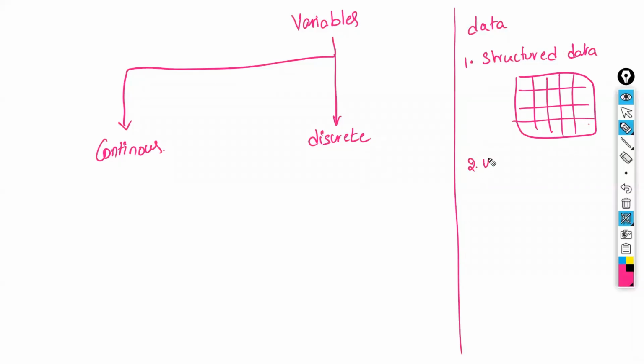The second one is unstructured data. Unstructured data means no proper format. Whichever data does not have any kind of proper format is considered unstructured. Data which has a proper format is considered structured. Sir, what is meant by format? What is the meaning of a proper format?